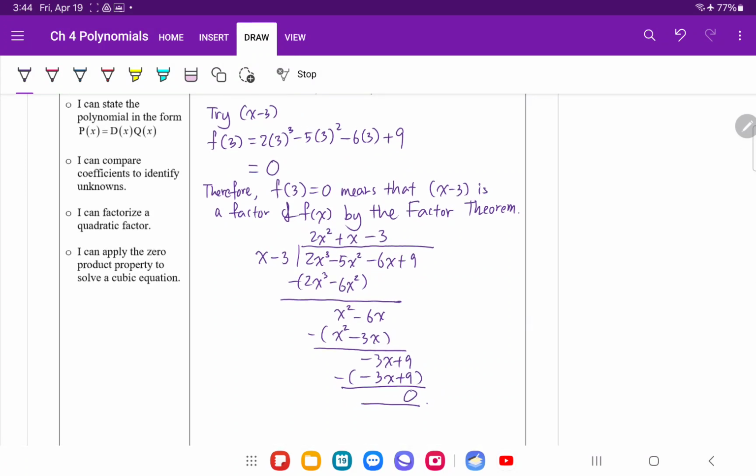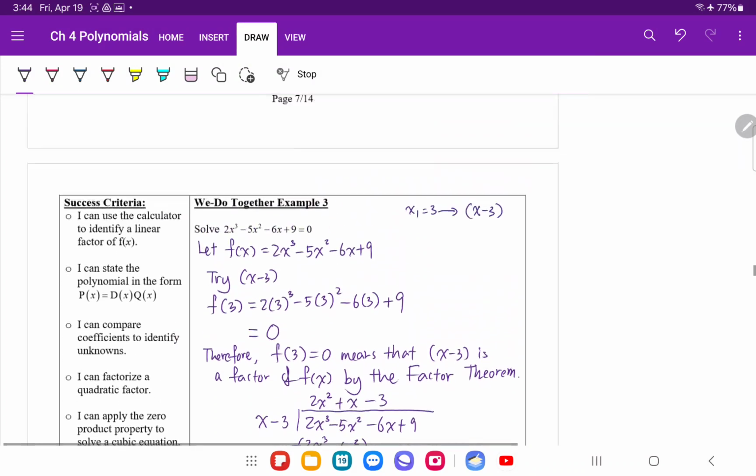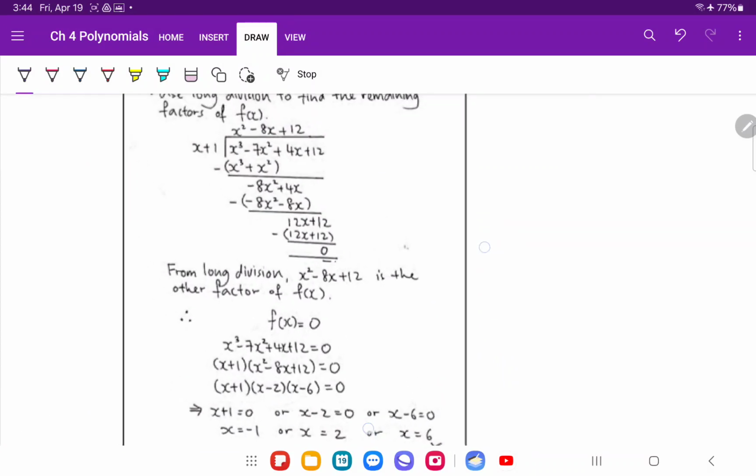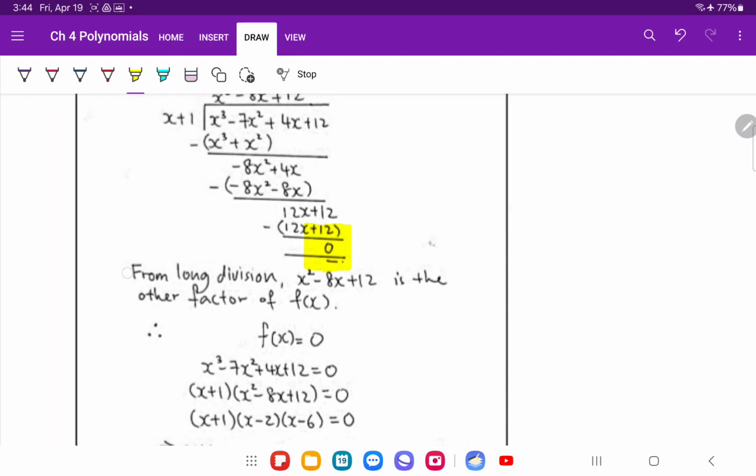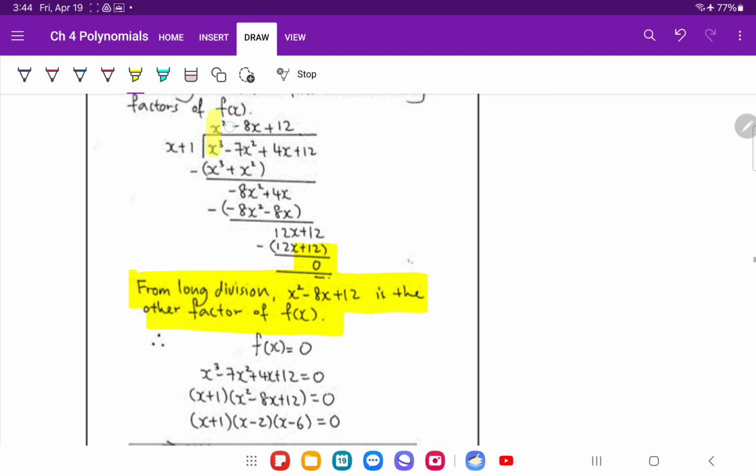Okay, so what we have now is we have stopped at the remainder part. Now what should I do next? Look at the next working. So I am at this stage right now. I'm here. Okay, remainder 0. So I have to proceed by saying this. From the long division, the quotient is the other factor of f(x). Then I proceed to write everything similarly. Okay?